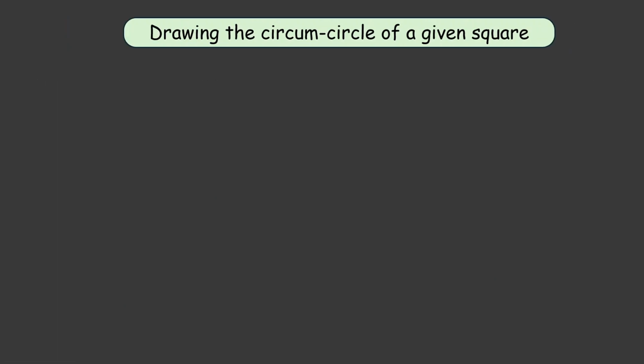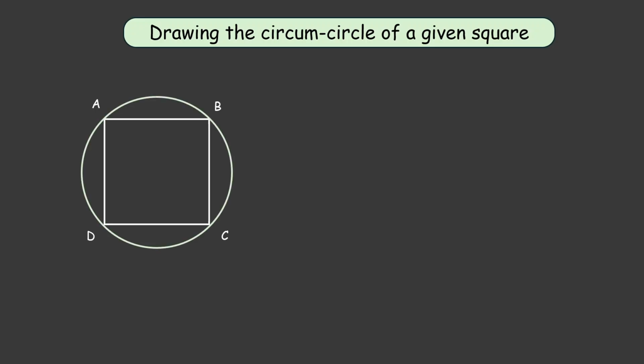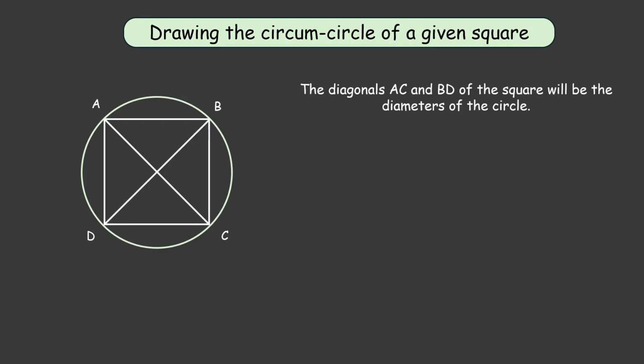Let us now start with drawing the circumcircle of a given square. If this is a square given to us and we need to draw its circumcircle, we need to know two things: the center of the circle and the radius of the circle. If ABCD are the vertices of the square, the circumcircle that we will draw will pass through all the vertices, right? Now over here, AC and BD are the diagonals of a square. Also, if you see over here, the diagonals are the diameters of the circle.